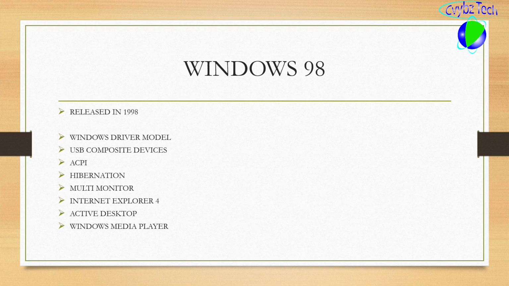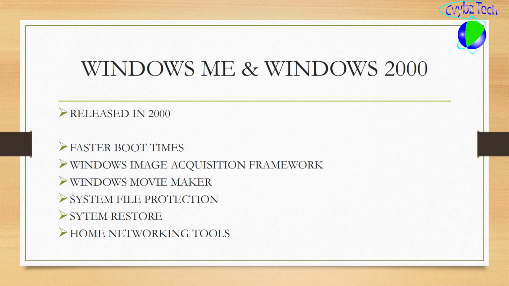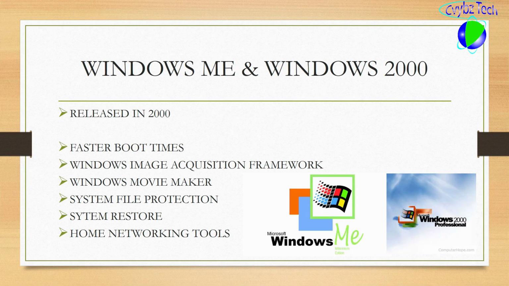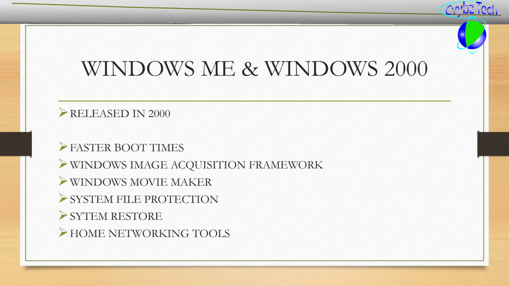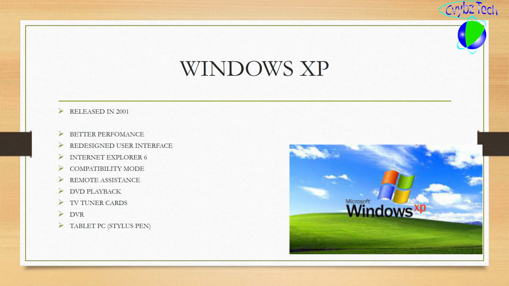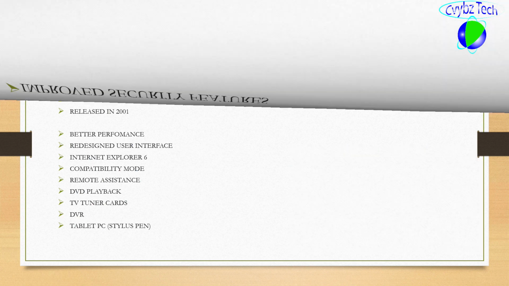Windows 98, released in 1998: Windows driver model, USB composite devices, ACPI, hibernation, multi-monitor, Internet Explorer 4, active desktop, Windows Media Player. Windows ME and Windows 2000, released in 2000: faster boot times, Windows Image Acquisition framework, Windows Movie Maker, System File Protection, System Restore, home networking tools.